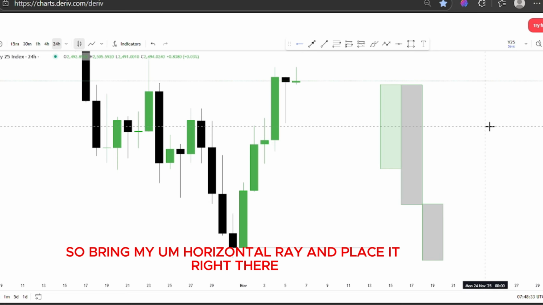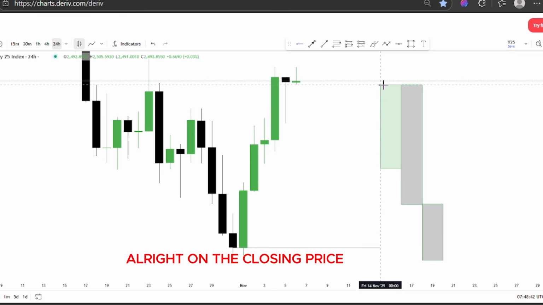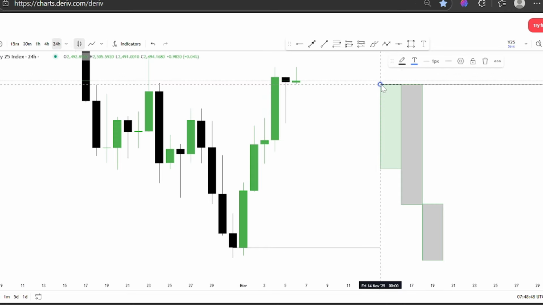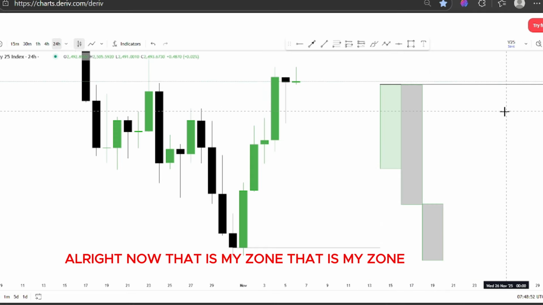So bring my horizontal ray and place it right there on the closing price, not on the opening price. On the closing price of the bullish candlestick, because it closes above while the bearish closes below. I place it on the bullish closing price. All right, now that is my zone.